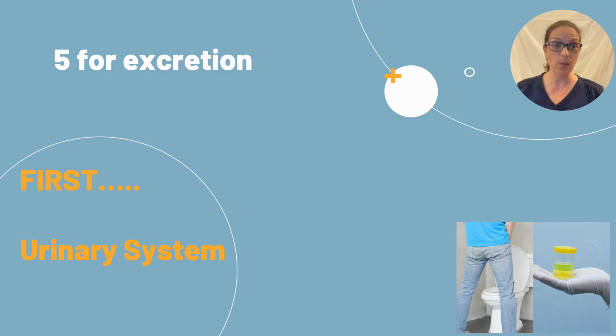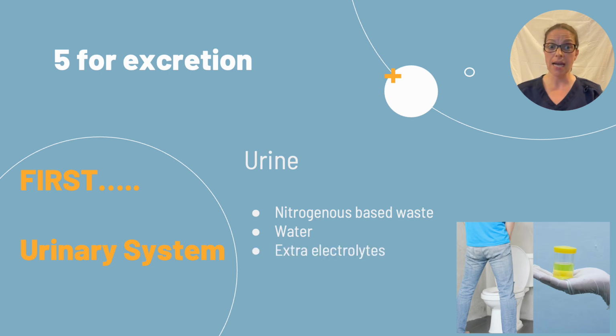So the first one obviously is going to be the urinary system, because that's the one that we're going to be talking about today. So what is it that it's going to excrete? Well, it's going to excrete urine, right? And this is going to be things like nitrogenous based waste, the big thing that we're going to talk about, water, extra water, and extra electrolytes. So making sure that our balance of everything in our body is very important. Little chemistry units are our kidneys, and making sure that our internal chemistries are regulated to the right levels.